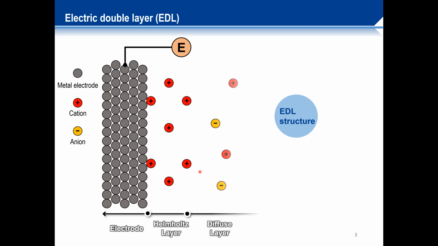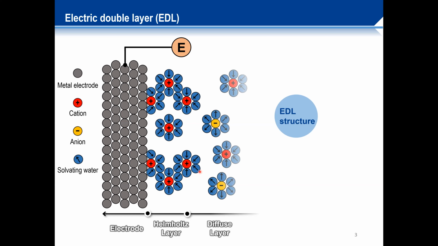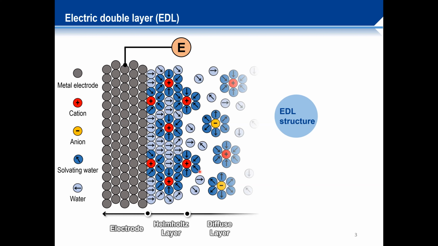By combining these two layers, people name it the double layer. Besides this ionic structure, all the other parts should be filled with some kind of solvent molecules like water. And these waters are usually polar, which means having a strong molecular dipole. So they can have a unique structure by solvating the ions or by aligning their dipoles upon a given electric field. All these things determine the complicated EDL structure.